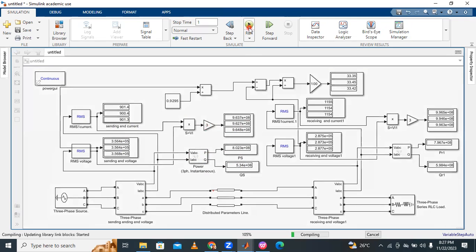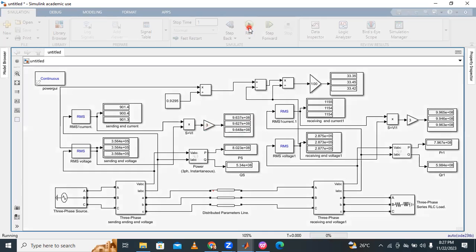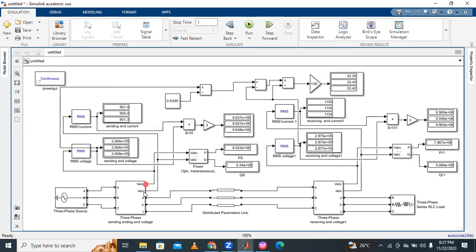By simulating, the results display like this. The sending end current is 900, which according to our calculation is 900 amps. And the next, the sending end side voltage, is 3.564 into 10 to the power of 5, which is nothing but 356.4 kilovolts.